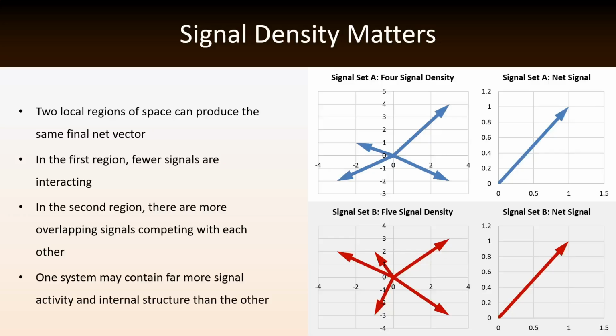Signal density matters. Let's start with signal density. Imagine 2 local regions of space that both produce the same final net vector after all the signals are combined together. In the first region, fewer signals are interacting. But in the second region, there are more overlapping signals competing with each other before collapsing into the same final result. From the outside, both regions appear identical once we reduce them to a single net vector. But underneath, one system may contain far more signal activity, interactions, and internal structure than the other.